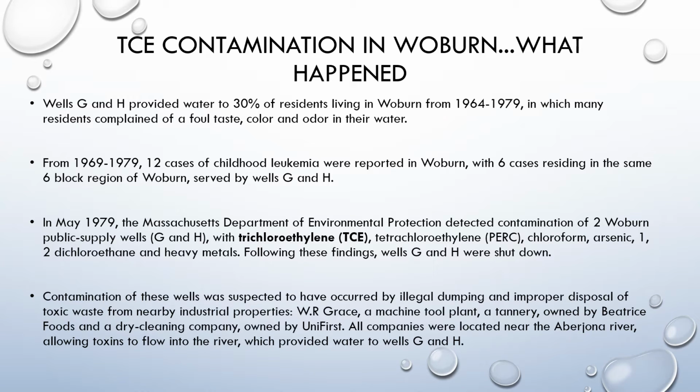How did the contaminants get there? Well, it was suspected that nearby industrial properties had improperly disposed of toxic waste. Many of them were industrial plants that used TCE, which is a degreasing solvent, and these contaminants leaked from the plants into the water supply and the Aberjona River, which flows through these wells, which I will show on the next slide.